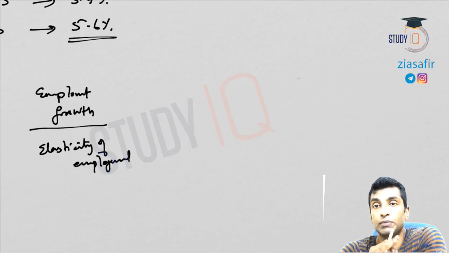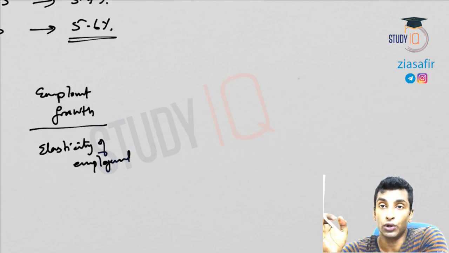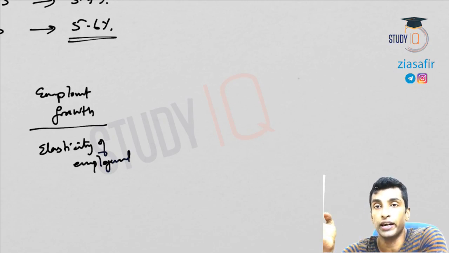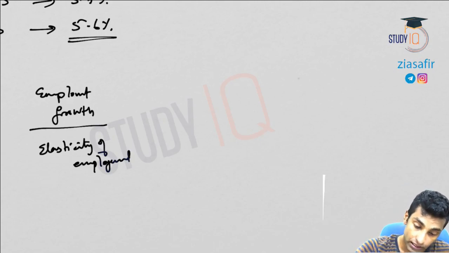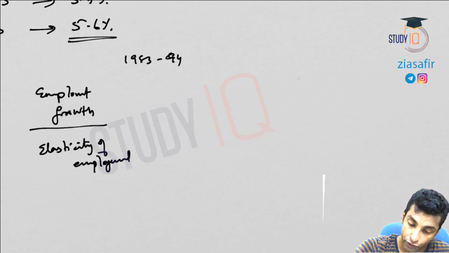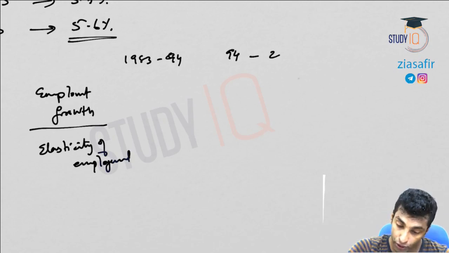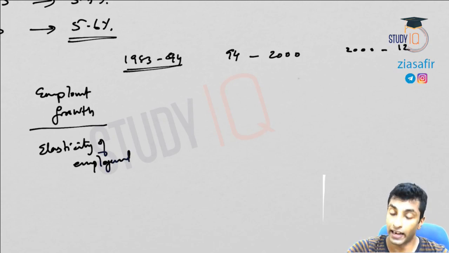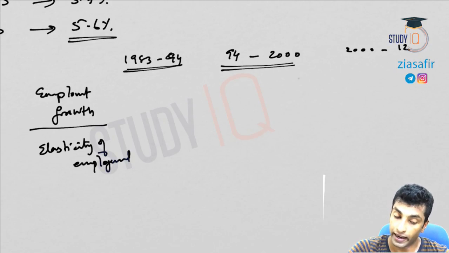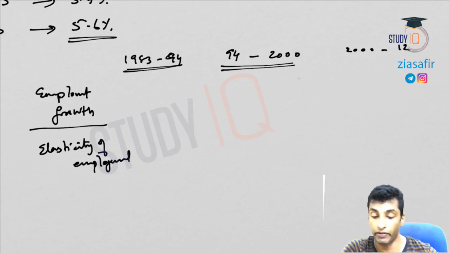Okay, elasticity is less, which shows you jobless growth. Growth is there, but employment is not created, so the unemployment rate is more. Okay, so let's look into the 83 to 94 period, 94 to 2000, then 2000 to 2011-12. So 1983 to 93-94, 93-94 to 99-2000, 99-2000 to 2011-12 period.